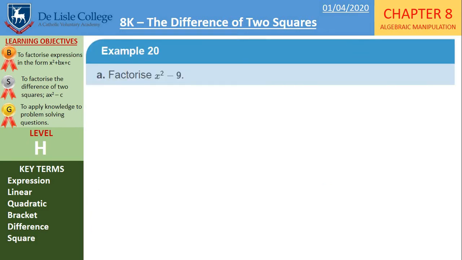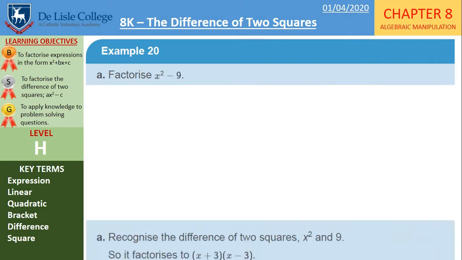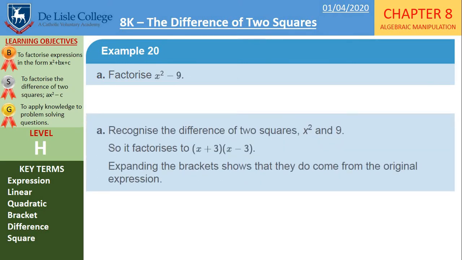So looking at an example, we've got x squared take away 9. We can see that both of these terms are squared. So we will have x add 3 and x take away 3. If you want to expand the brackets to check that you get that quadratic expansion when simplified, then you can do.